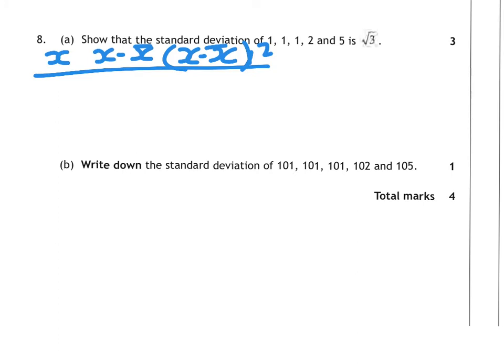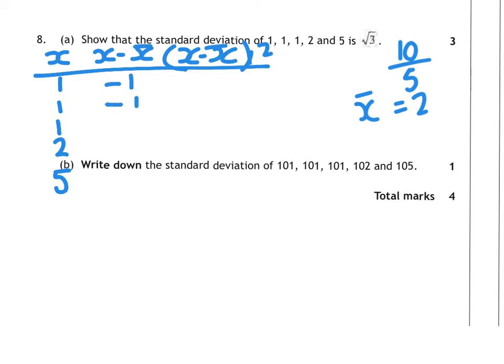Putting in the numbers to the table, I have 1, 1, 1, 2 and 5. I'm going to have to just write over this for a minute. The mean of those numbers, when you add them all up, is, well, that's 3 plus 2 is 5. 5 plus 5 is 10. So your mean is 10 divided by 5, which is 2, right? So each of these numbers you subtract 2. 1 take away 2 is minus 1, minus 1, minus 1, 0. 5 take away 2 is 3.